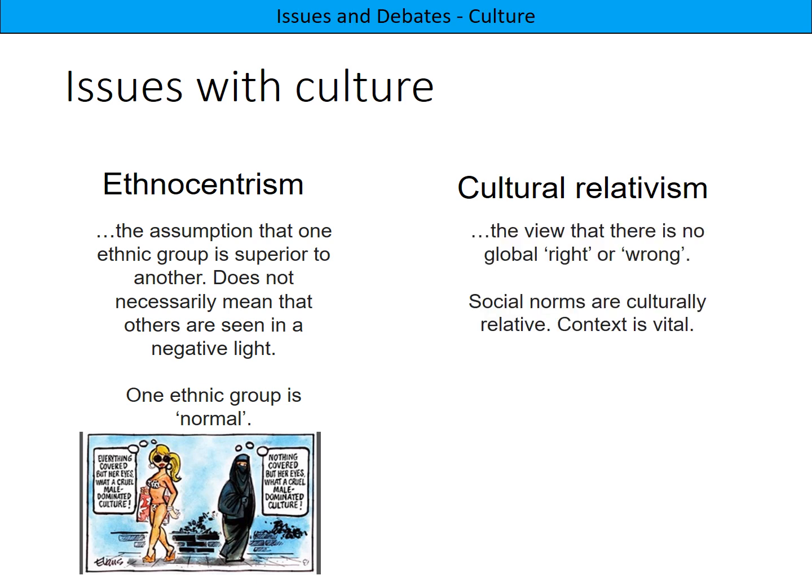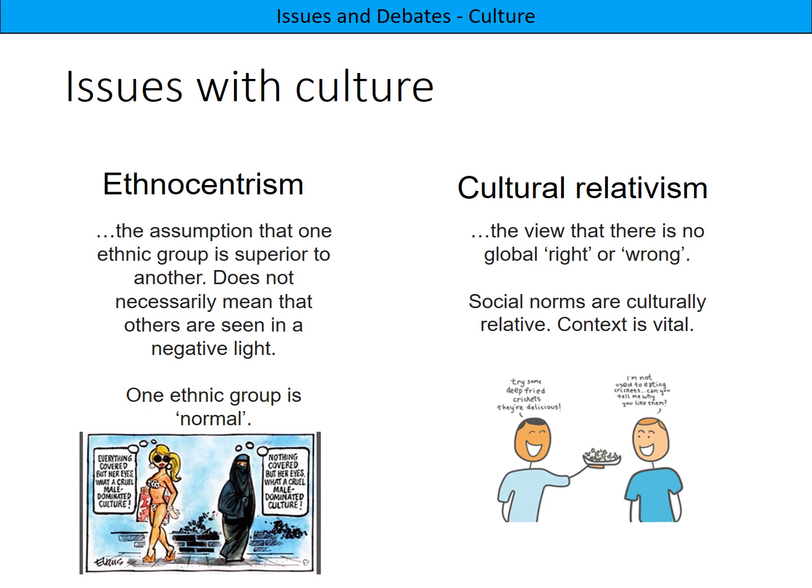Cultural relativism is the view that there is no global right or wrong. Social norms are culturally relative and context is vital. Here we've got the man on the left-hand side saying try some deep fried crickets, they're delicious, and the man on the right-hand side saying I'm not used to eating crickets, can you tell me why you like them? He's not turned around and said that's wrong, I'm going to judge you on my cultural values, but instead it's relative, so he's taken that context into account.